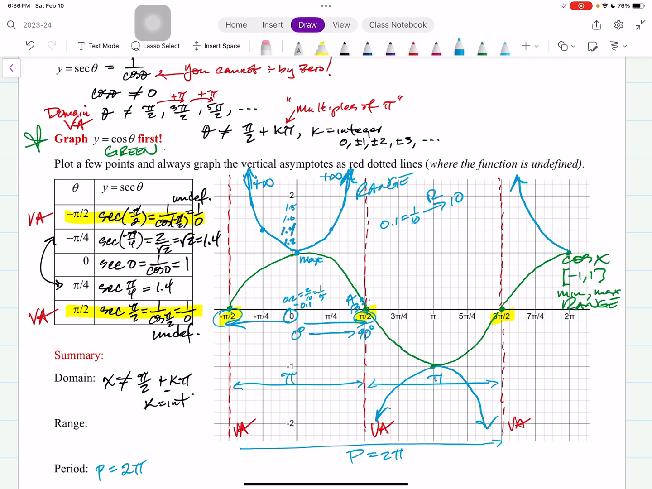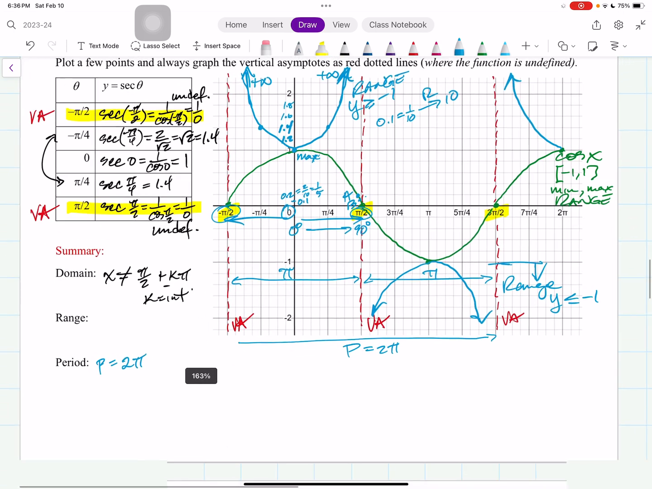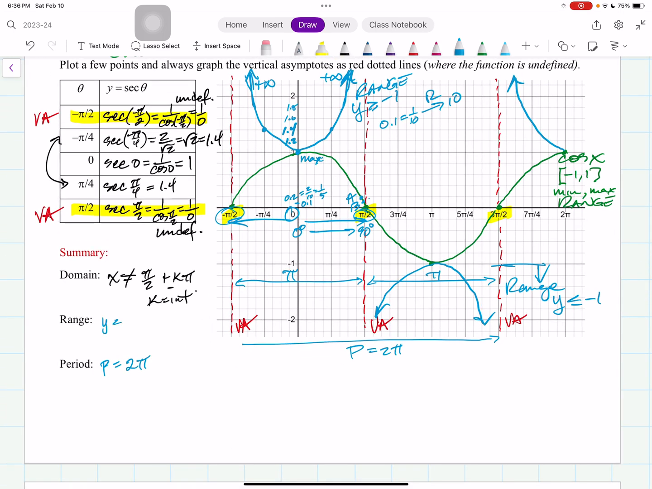Go back to the graph here. All of these y values are greater than or equal to 1 if it's above the max. And then the range down here, all these y values here are less than or equal to -1. So there's a couple different ways you can write the range. One way is to say y is less than or equal to -1, or y is greater than or equal to 1. The other way you can write it is using intervals. So from negative infinity to -1, make sure it's closed, or from 1 to infinity. So it's half open, half closed. All right, and there we go.